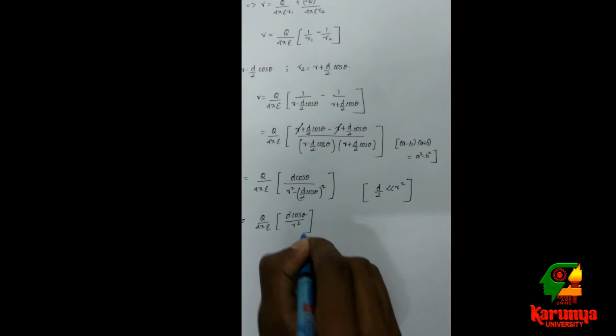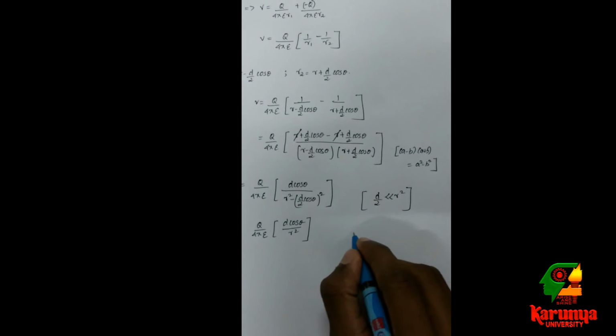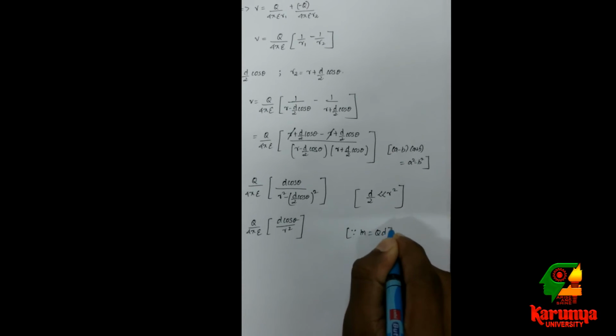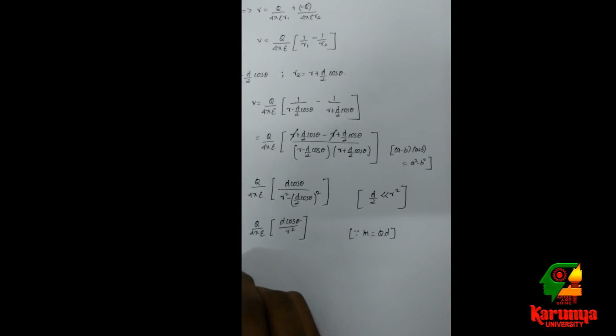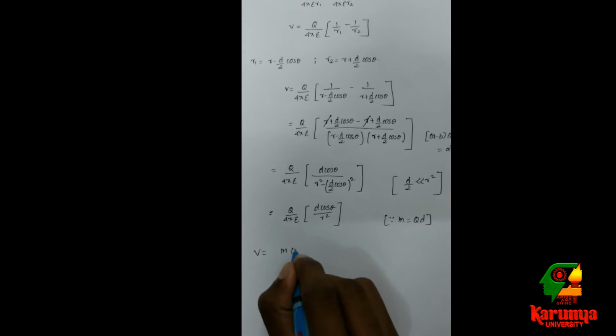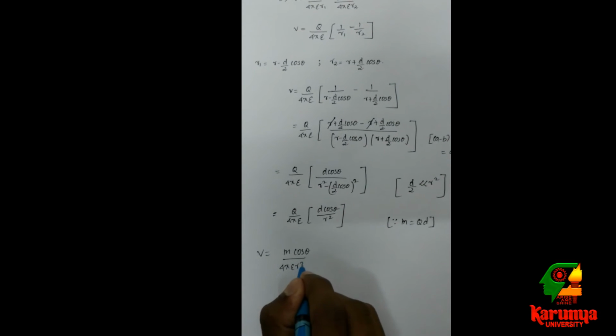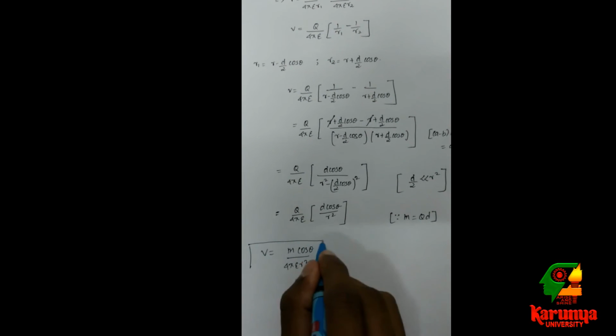Now we know, as we learned already, that the dipole moment m is equal to q into d. So we can write the potential V is equal to m cos theta divided by 4 pi epsilon r square. This is the electric potential due to a dipole. From this equation we can find that the electric potential V is directly proportional to the dipole moment and inversely proportional to the square of the distance between them.